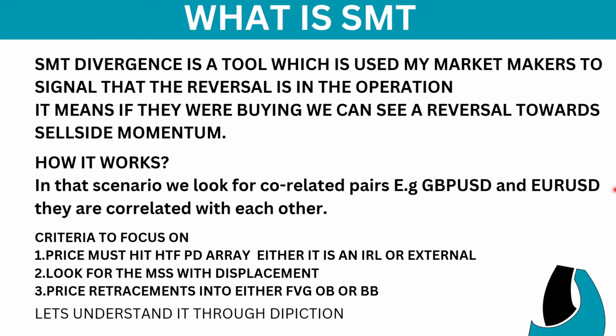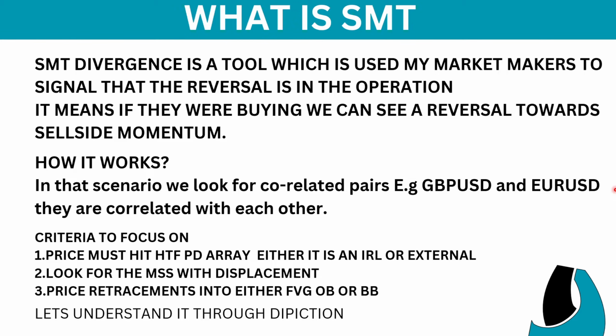Now how it works. In that scenario, we look for correlated pairs. For example, GBP USD and EUR USD, or US 500 and US 100, or other pairs like XAU USD and XAG USD, which is gold and silver. They are correlated with each other. The criteria to focus on is that price must hit a high time frame PD array, either internal range or external range liquidity.